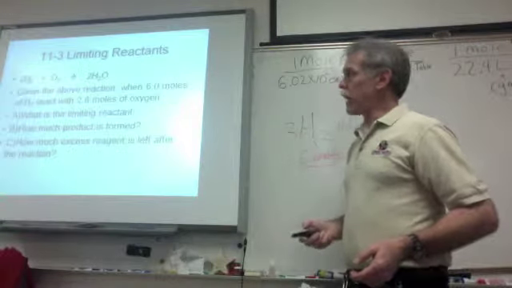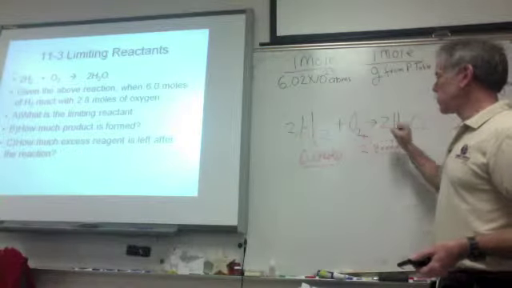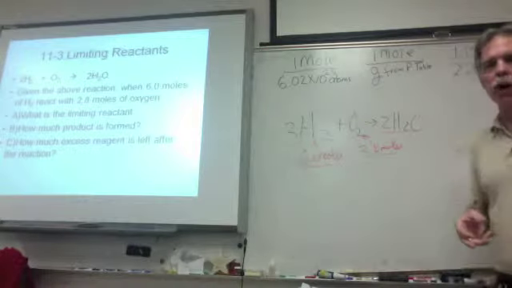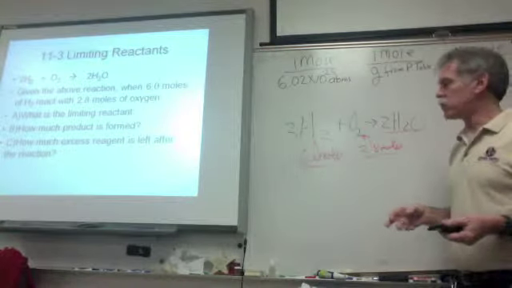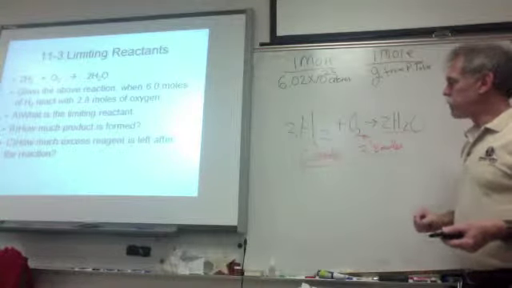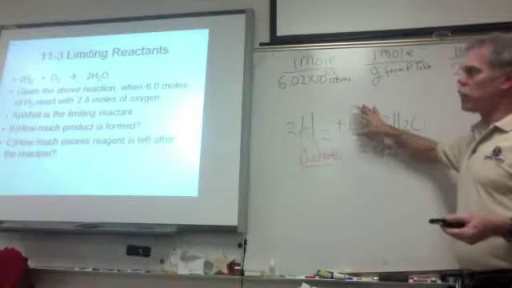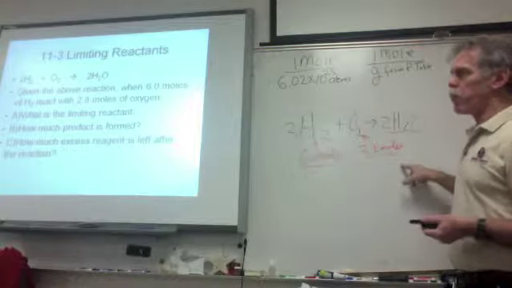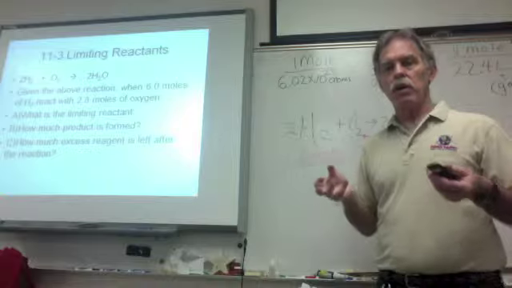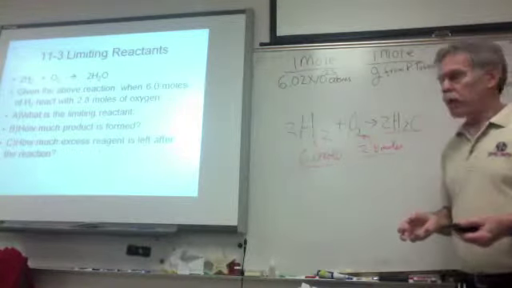We're going to move on to an actual problem. We're going to use the combustion of hydrogen: 2H2 plus O2 yields 2H2O. It's a nice simple little problem, and everything's easy to add up, so it should be a fairly easy example. Here's the problem: given the above reaction, when 6 moles of hydrogen react with 2.8 moles of oxygen, you should see right away we have 2 knowns, so we have a limiting reagent problem. How do we solve it?